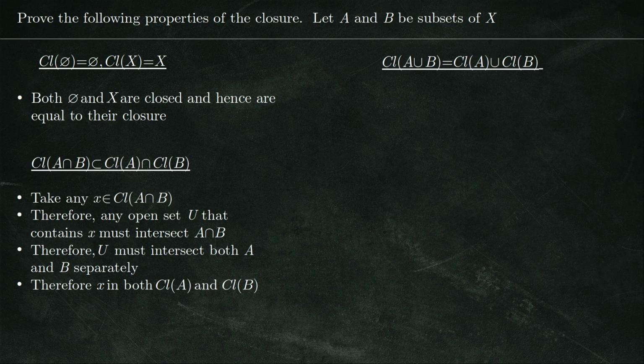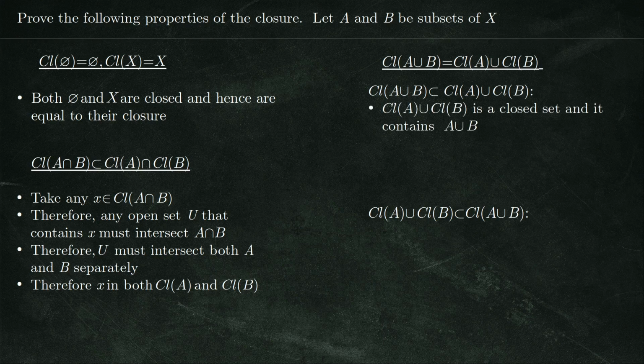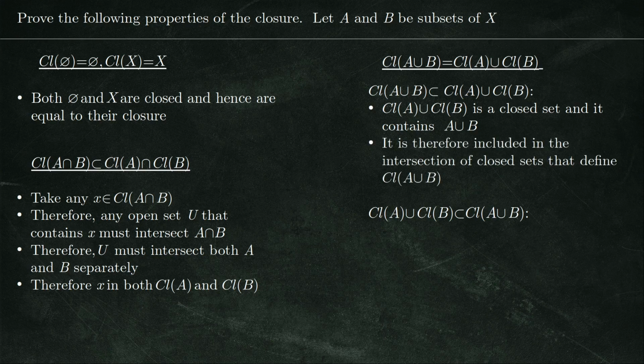Okay, for the next one, we're again showing two sets equal. So we're going to show that the closure of the union is a subset of the union of the closures, and then in reverse. I'll have a go at the first one, and then you can have a go at the second one on your own. Firstly, the closure of A union the closure of B is a closed set, and it contains A union B. We know it's a closed set because a union of closed sets is closed. It's therefore included in the intersection that defines the closure of A union B. So therefore, this inclusion holds. Now, have a go at the next one on your own, and then come back to the video.